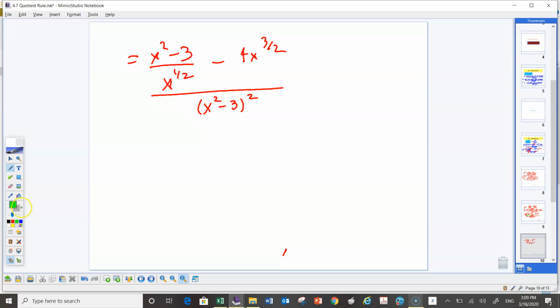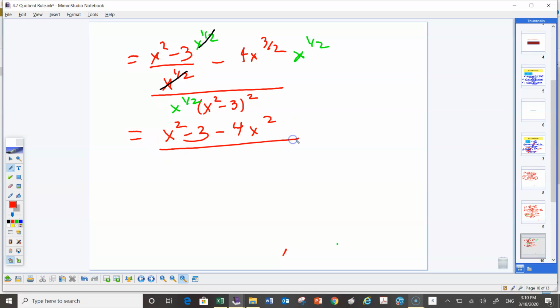Now, just like before, you could get a common denominator up top, or you could factor out an x to the 1/2 if you want. I like to just multiply each term by the x to the 1/2, x to the 1/2, and x to the 1/2. And then here, these are going to cancel, and I'm going to be left with just the x squared minus 3 minus 4 times 1 is 4. 3/2 times 1/2 is 4/2, which is x squared. And the denominator I cannot do anything with.